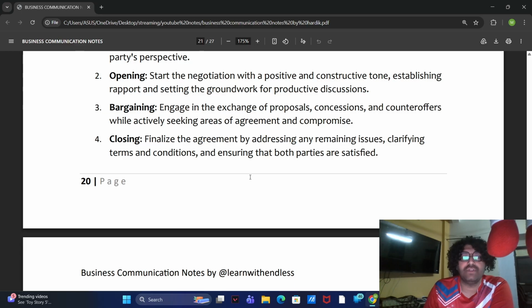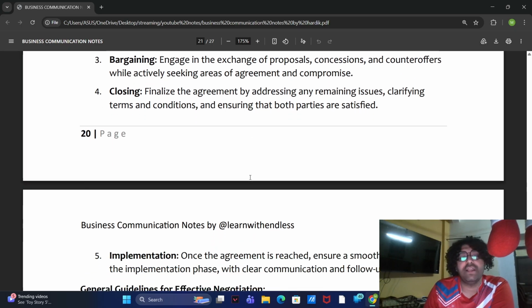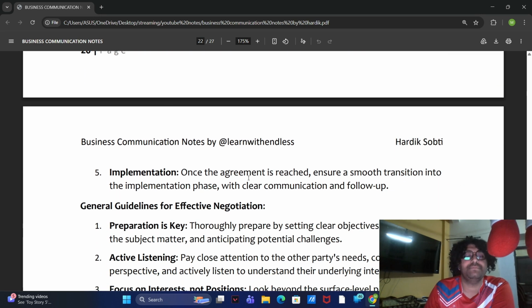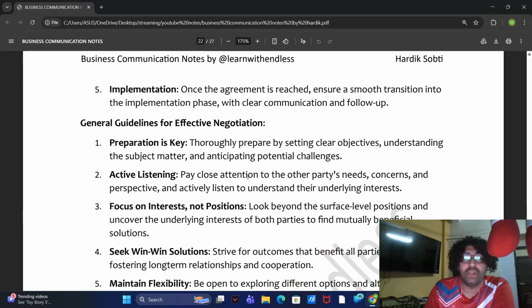Opening. Start the negotiation with a positive and constructive tone, establishing rapport and setting the groundwork for productive discussion. Bargaining. Engage in the exchange of proposals, concessions, and counteroffers while actively seeking areas of agreement and compromise. Closing. Finalize the agreement by addressing any remaining issues, clarifying terms and conditions, and ensuring that both parties are satisfied. Implementation. Once the agreement is reached, ensure a smooth transition into the implementation phase with clear communication and follow up.